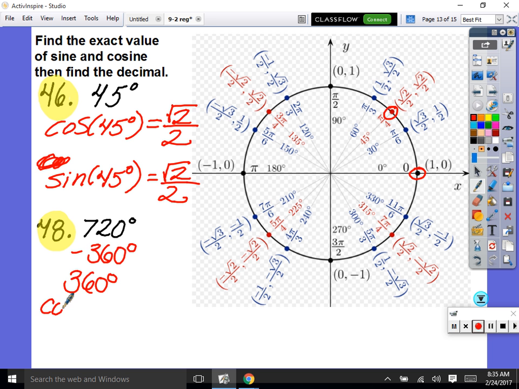So we would say the cosine, we are going to put in the original angle. So the cosine of 720 degrees equals our x value, which is 1. And our sine of 720 degrees equals 0. And we're done. So it gives you a way to find these values very quickly.